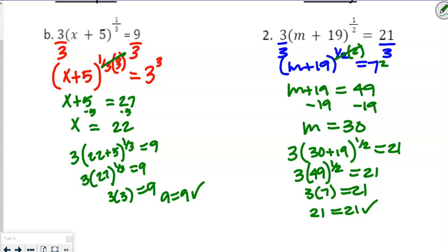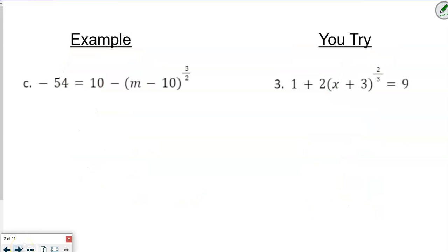So yeah, that one checks out too. All right, this next one. Woo, it looks messy, doesn't it, y'all? Okay, so on this one, we're going to, again, move this 10 first. So that's going to give me negative 64 equals negative times m minus 10 to the 3/2.